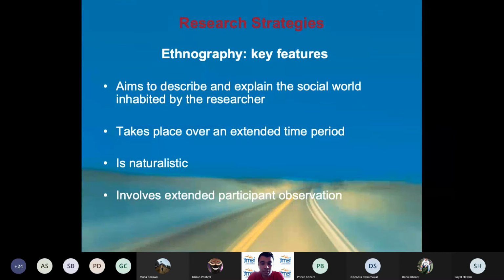And ethnography aims to describe and explain the social world inhabited by the researcher. So as a researcher, you play a part in that research. Okay, you are part of the research. Previously, what would happen? You are not part of the research. You just basically observe or collect the data. Based on that collection of data, you draw a conclusion. But in ethnography, as a part of the research, you can take part as a researcher. That means you are going to put your opinion or perception on that particular context. Okay, so basically ethnography is also associated with social science.